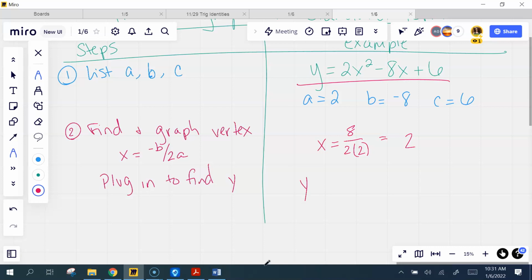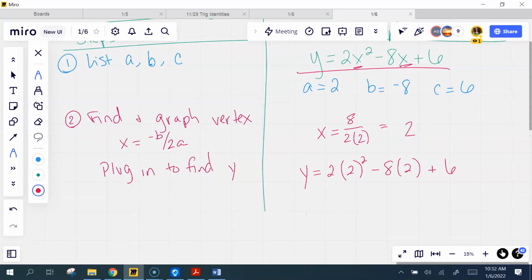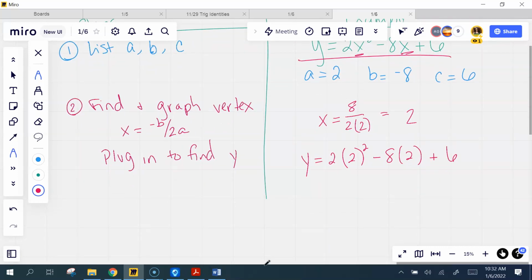Okay, so y equals, every place there's an x, I'm replacing it with 2. So 2 times 2 squared minus 8 times 2 plus 6. Watch your order of operations here because that will kill you. When I'm simplifying this, do I multiply first or do I square first? Exponents, right? PEMDAS, exponents come before the multiplication. So I'm going to square it. In this case, it doesn't really matter because they're all 2s, but it won't always be like that.